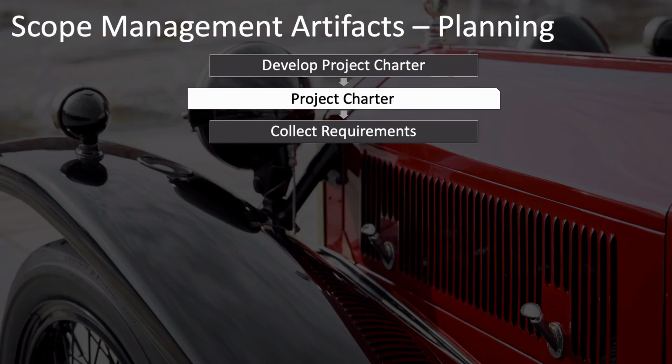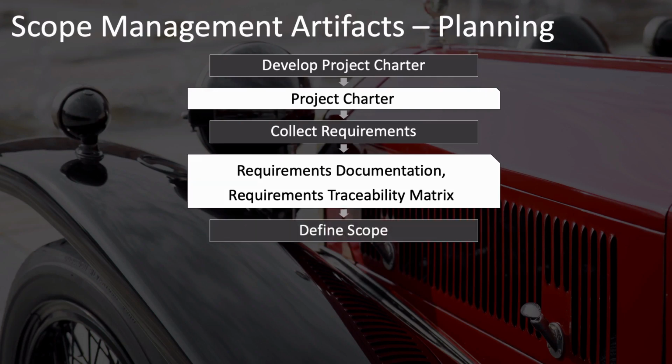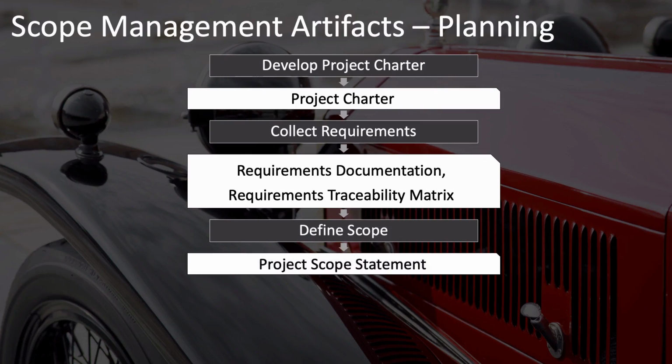Then collect requirements is all about collecting the desired requirements from your key stakeholders. This results naturally in your requirements documentation and your requirements traceability matrix. Then it's time to decide which of these requirements are going to be included in the scope of your project, which is why the next process is define scope. And the output of define scope is a project scope statement, which is that detailed document that we talked about that includes a statement of everything that's in the project scope.